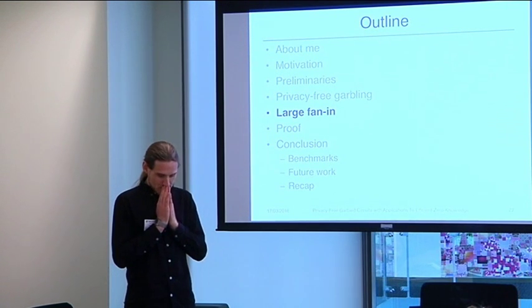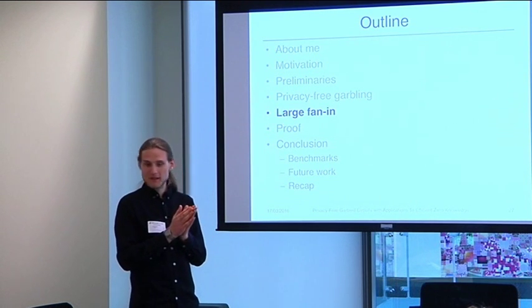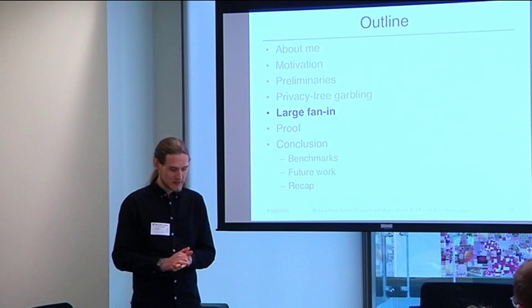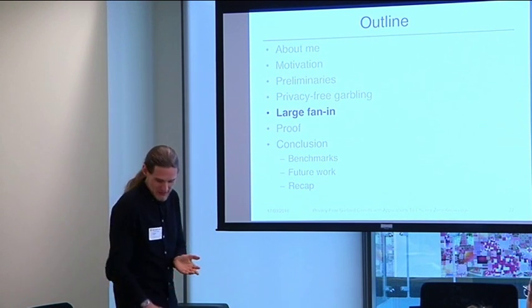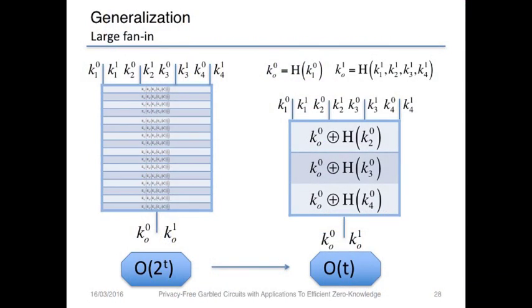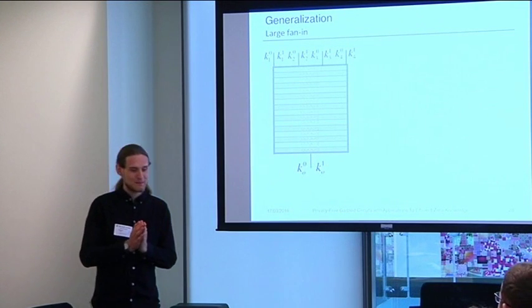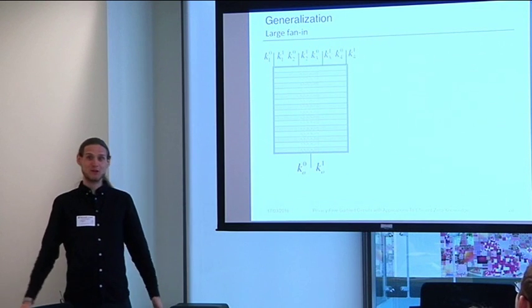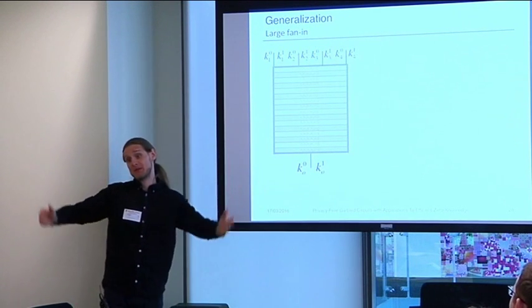Now I just want to show a neat little thing about the way we do privacy-free gates, which we call large fan-in. In general, we consider garbled gates which only have fan-in 2. But consider the setting where we have a large fan-in. We want to compute an AND of 10 different wires, 20 or 100 or whatever.